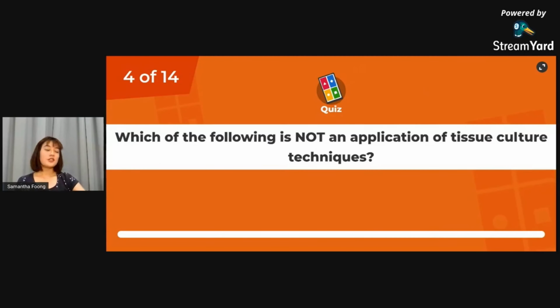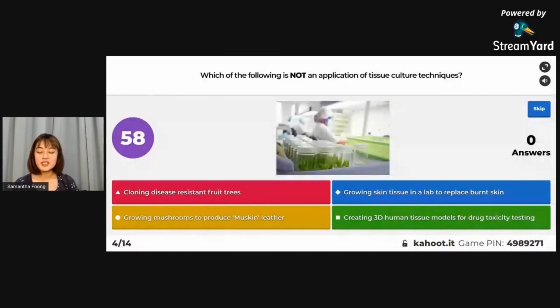Okay, so these next two questions are going to be about tissue culture. And the first question is, which of the following is not an application of tissue culture techniques? Is not an application.